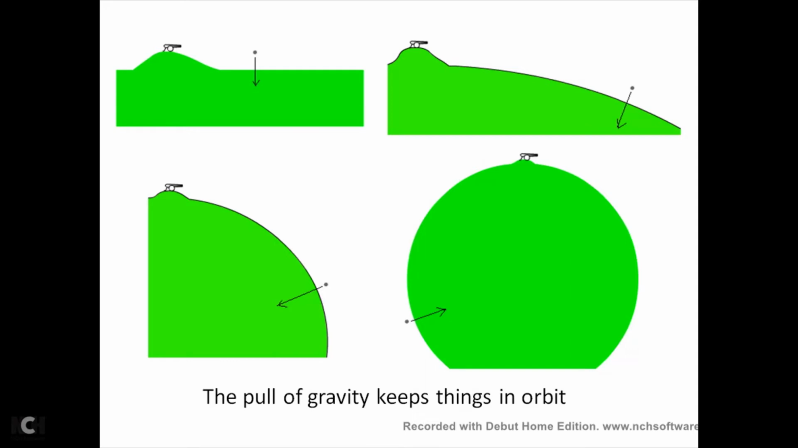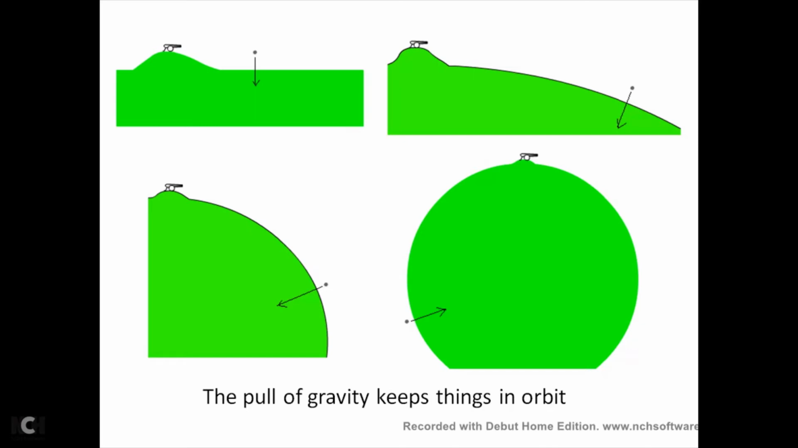Okay, so in each case I've added an arrow to show the force pulling the cannonball down towards the earth. And of course the force that does that is gravity. Gravity pulls the cannonball down towards the earth, or rather gravity pulls the cannonball towards the center of the earth.